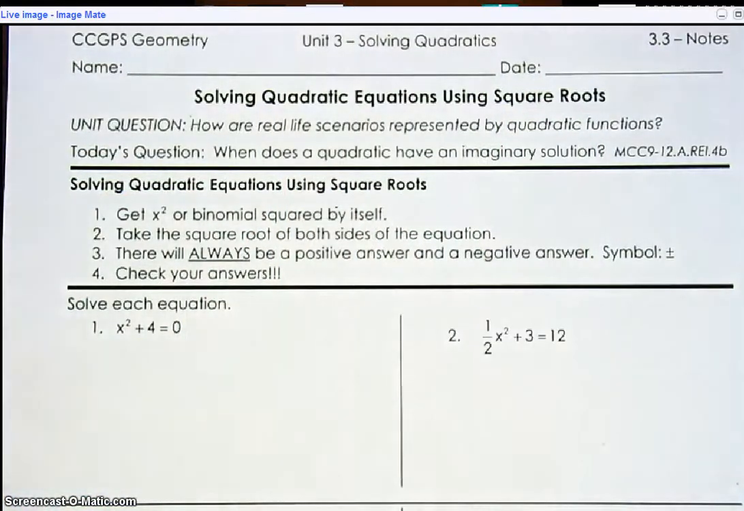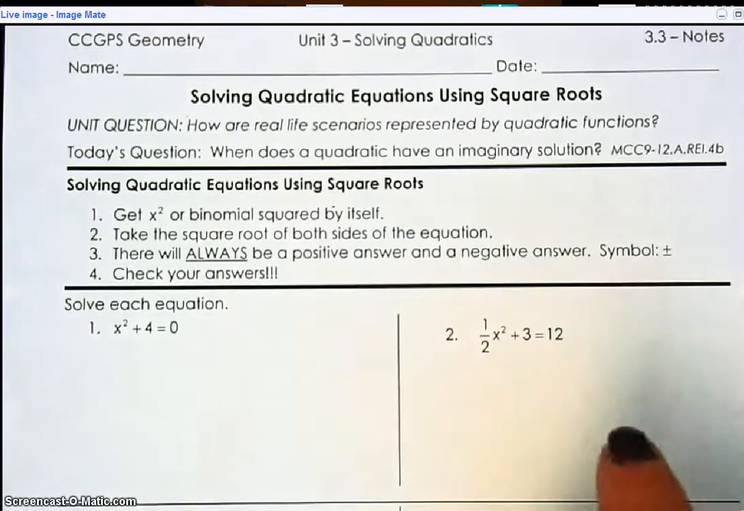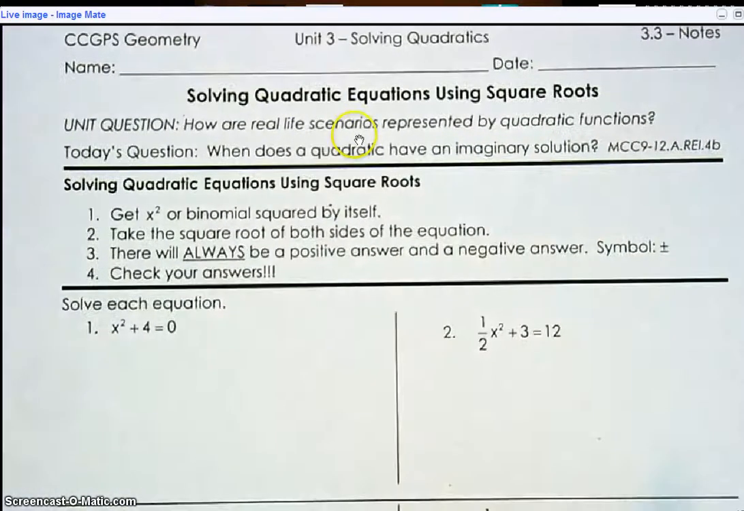We're going to get that by itself. We're going to take the square root of both sides. And there's always going to be two answers, a positive and a negative. So we're going to use this plus minus symbol. And always go back and kind of check your answers to see how you did. So let's take a look at this first one.